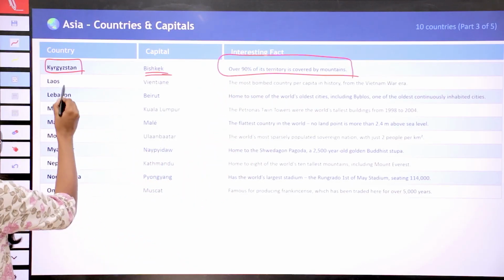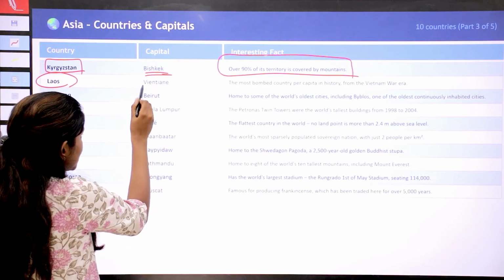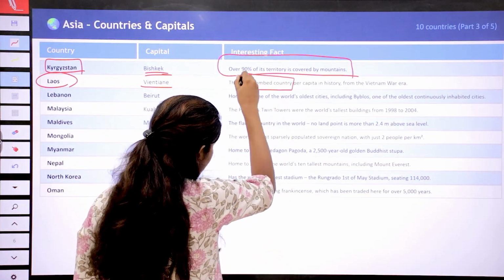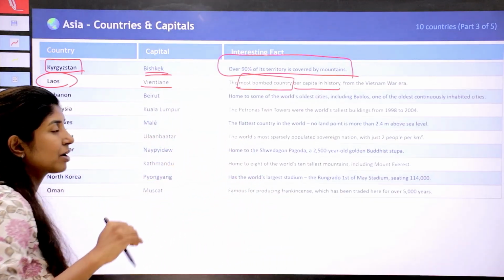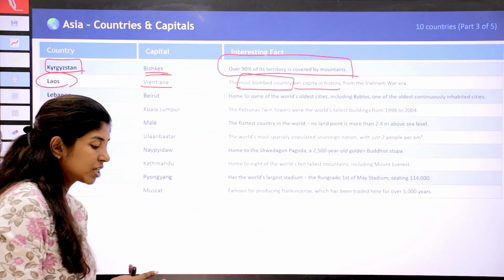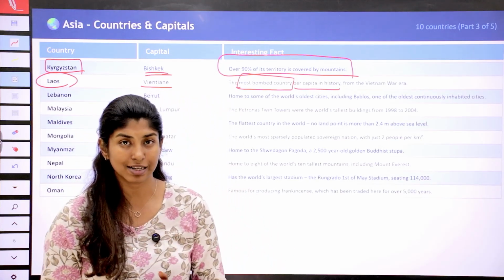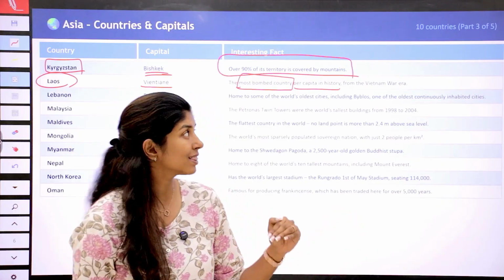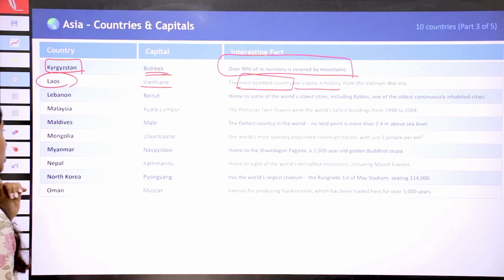Next is Laos. Laos is again a very small country. Its capital is Vientiane. It is the most bombed country per capita in history from the Vietnam War era. There was the Vietnam War happening, and during that time, Laos was bombed a lot, and that's why it's the most bombed country per capita in history.